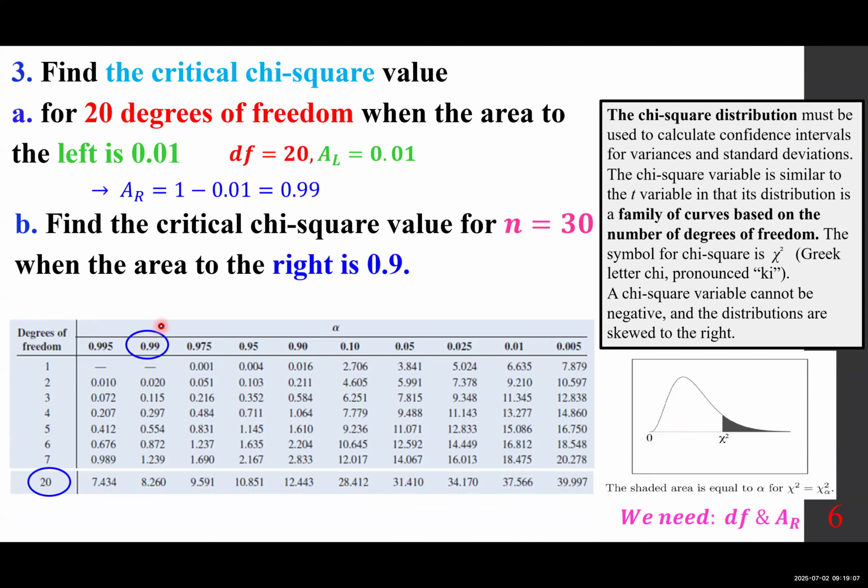Up here must be 0.99. And putting it together gives us 8.260. That's the answer. Now, I can write chi-squared when the left area is 0.01 is the same as chi-squared where the right area is 0.99, and the answer is 8.260, or simply chi-squared is 8.260.